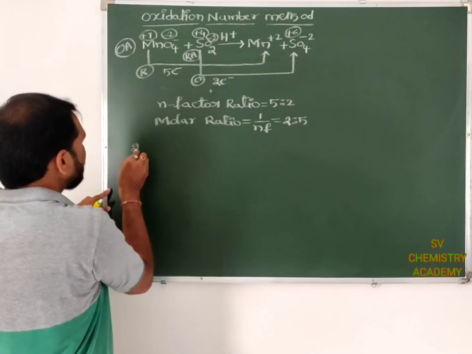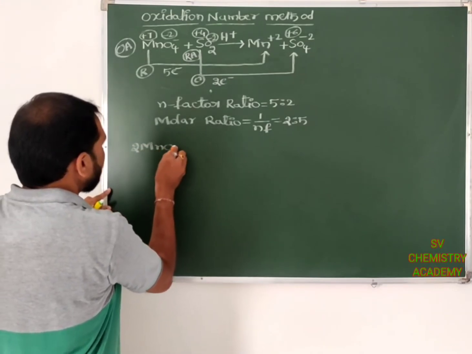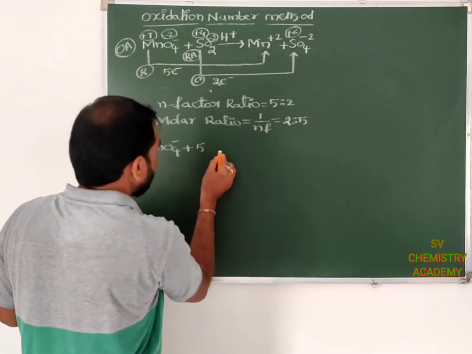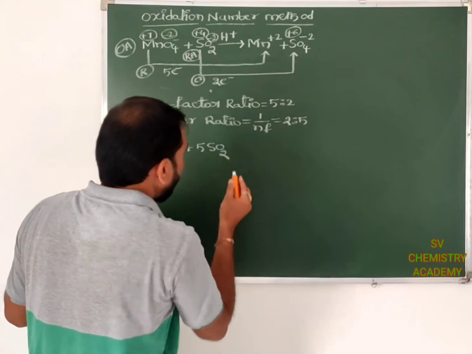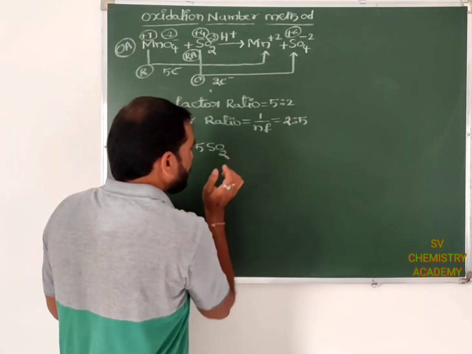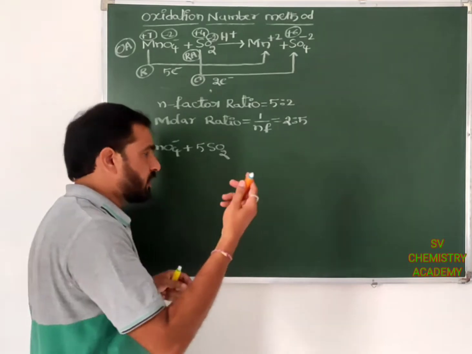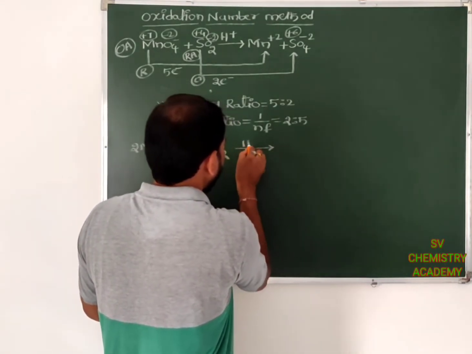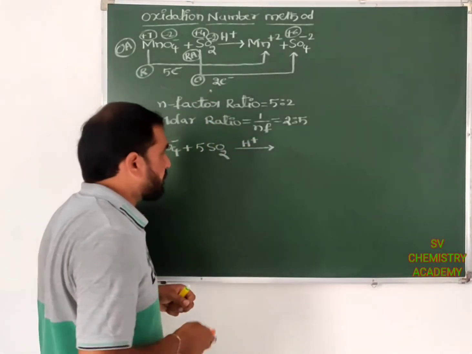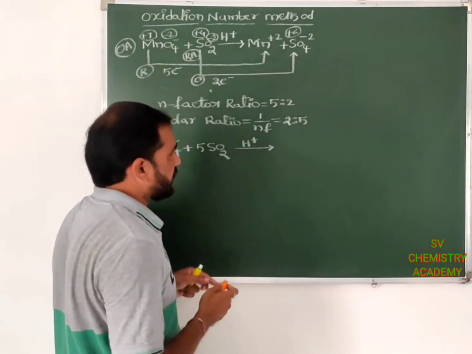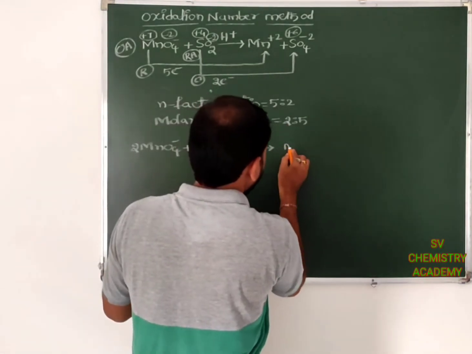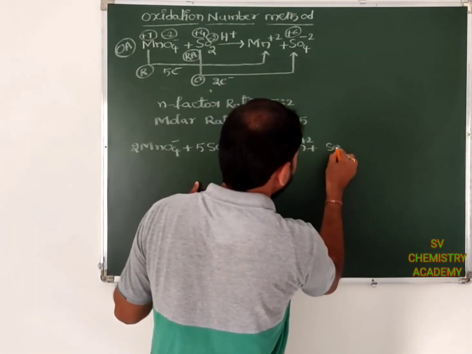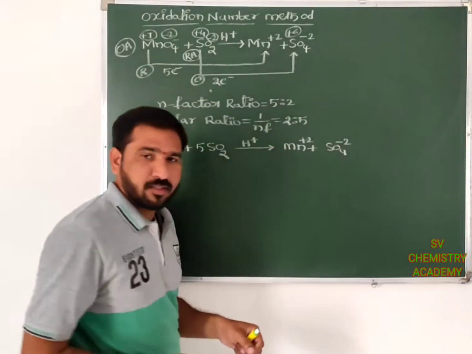Therefore, here 2 moles of MnO4 minus plus 5 moles of SO2. And remember, leave some space here, or else you can write it next, need not worry. So a positive charge is there. Then coming to the product side, these are there: Mn plus 2 plus SO4 minus 2. Is it clear?